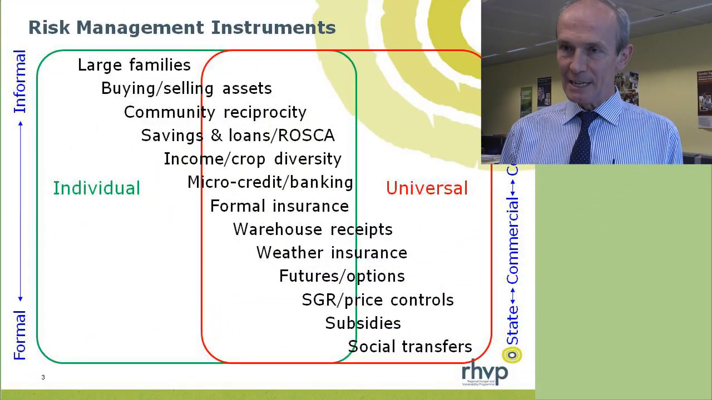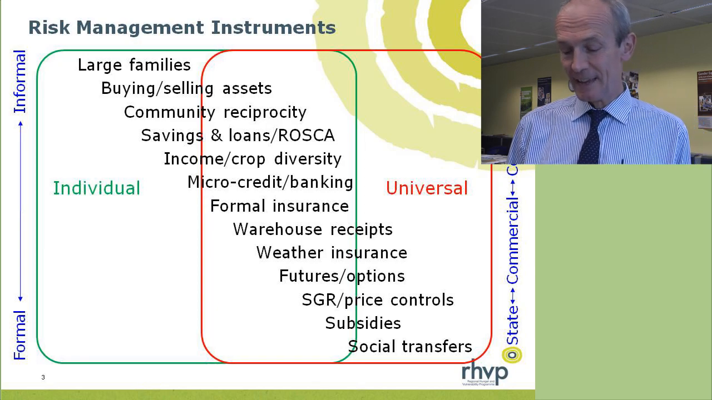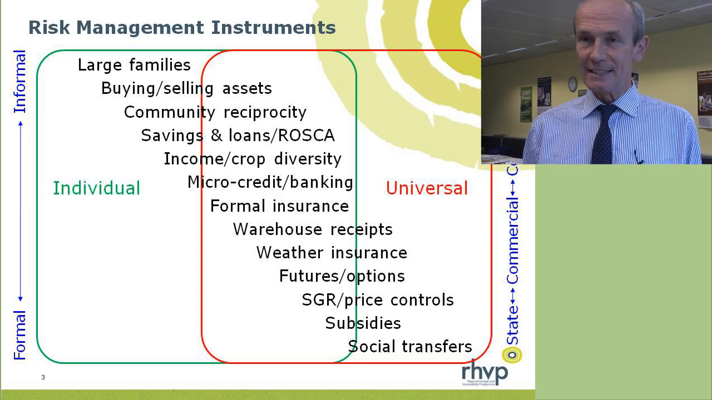So what I was doing in this presentation was looking at a very broad range of different instruments that can be used for risk management. And I started from those which are really very individual and then moved through a spectrum to those which are really quite universal. And that encompasses a number of different providers and a number of different beneficiaries at different levels. So the 12 instruments that I looked at in some detail are on a range from having very large families, which is the most traditional approach to risk management, buying and selling assets, building up assets in good times, selling them in bad times.